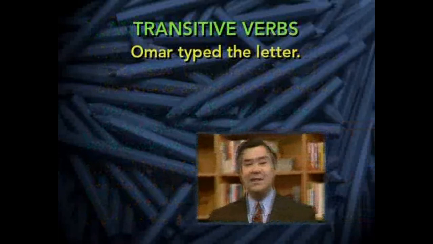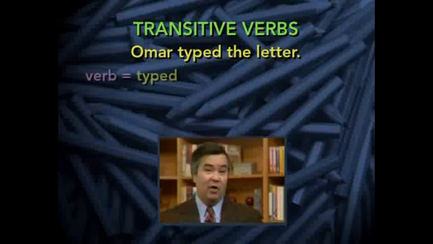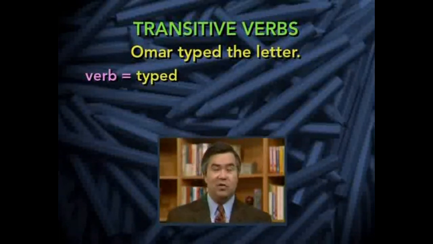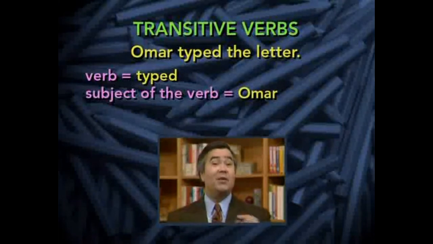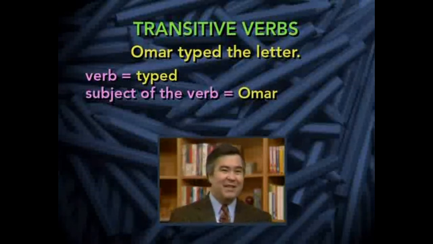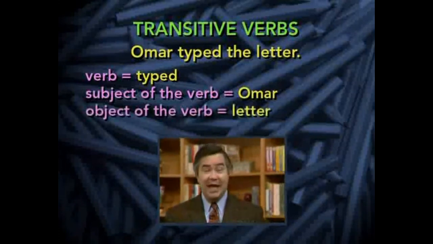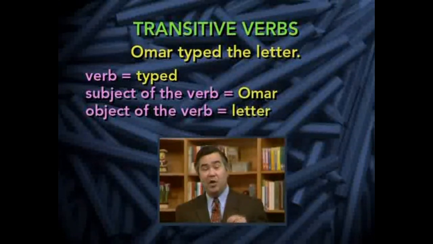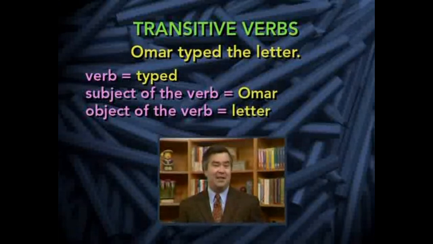Take a look at this sentence as an example. Omar typed the letter. Now, what's the verb in this sentence? The verb is the word typed. What's the subject of the verb typed? That is, who or what did the typing? The answer is Omar. So Omar is the subject, typed is the verb. Now, this is a transitive verb because it has an object, that is, something that receives the action of the verb. Who or what receives the action of the typing in this sentence? The answer is letter. The word letter is a noun which is receiving the action of the verb typed, and therefore it's the object of the verb. Because the verb typed has an object which receives the action, we refer to typed as a transitive verb.